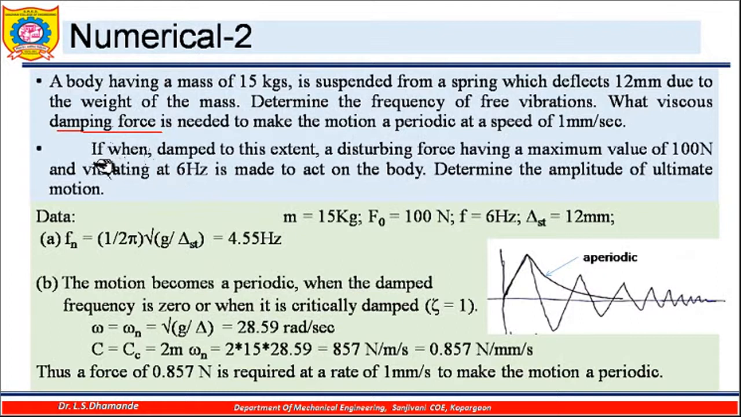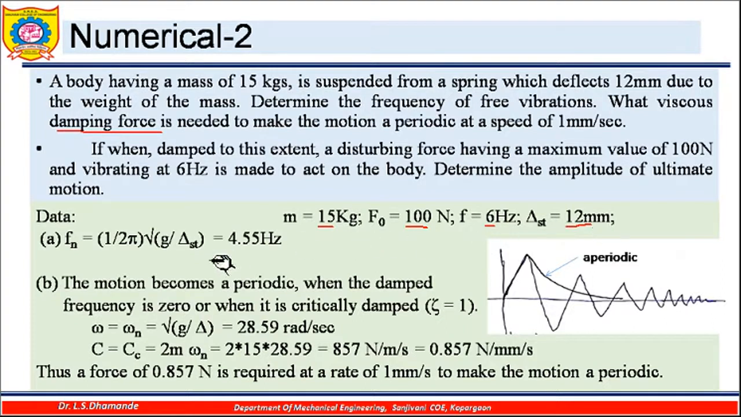And the second part of this numerical is: when damped to this extent, a disturbing force having a maximum value of 100 Newton and vibrating at 6 Hz is made to act on the body. Determine the amplitude of the ultimate motion. So this is what is given to us. Mass is given, the excitation force is 100 Newton, the excitation frequency is 6 Hz, and the static deflection is 12 mm.